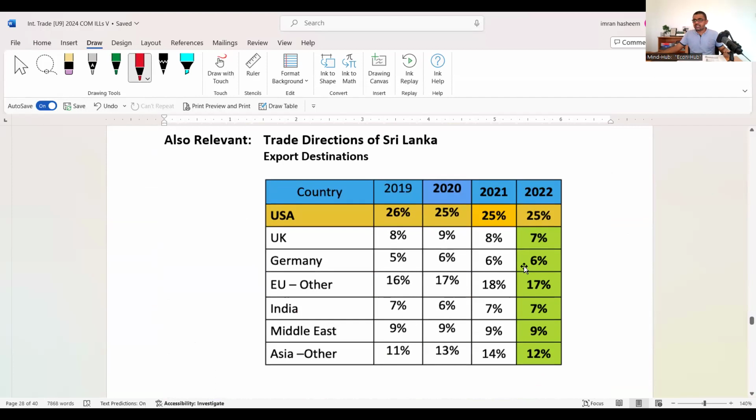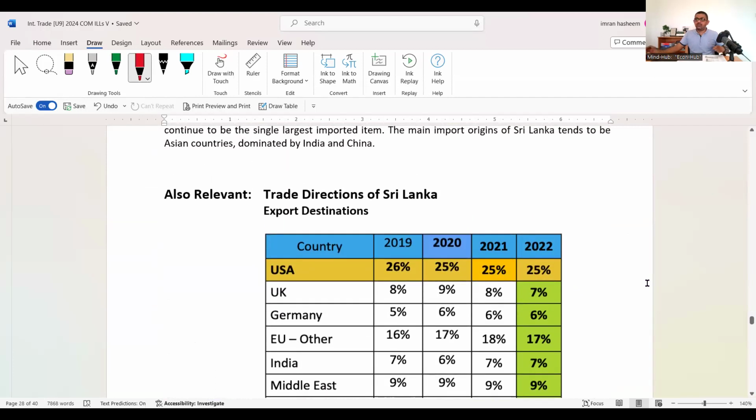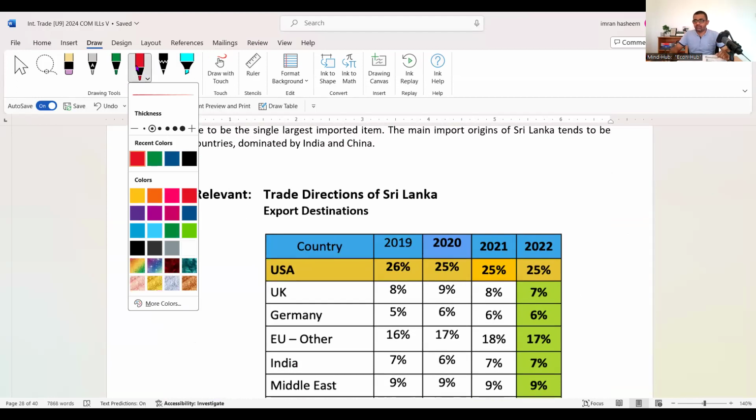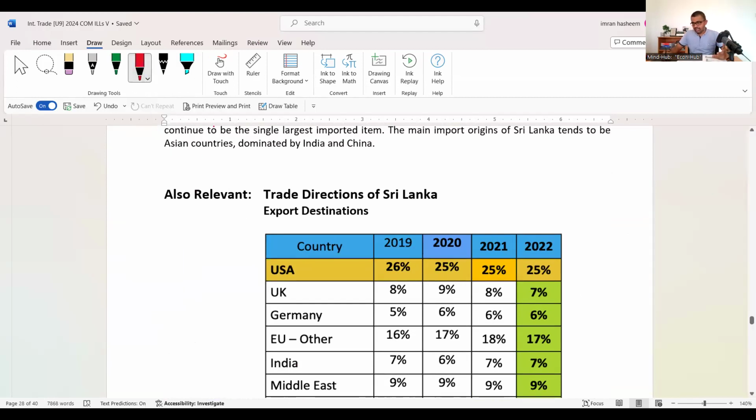Right. Destinations. Where does Sri Lanka mainly export to? Again, look at the trend, and the 22 value is important to know. Our main export destination is the USA, mainly for textiles and garments, and it's in the range of 25%. Approximate value, 25%. Average value is that. You can remember it easily.